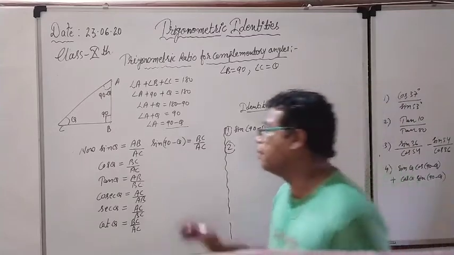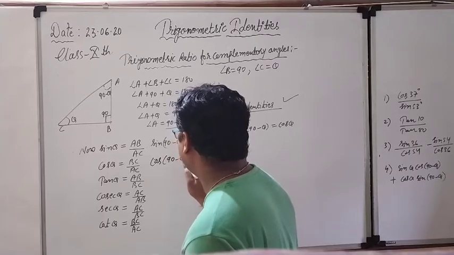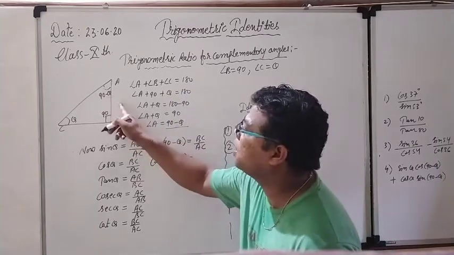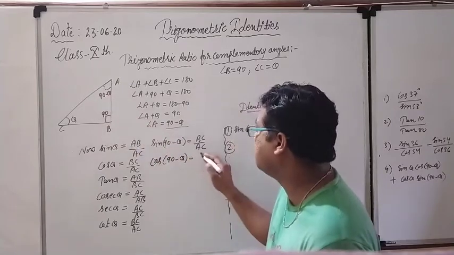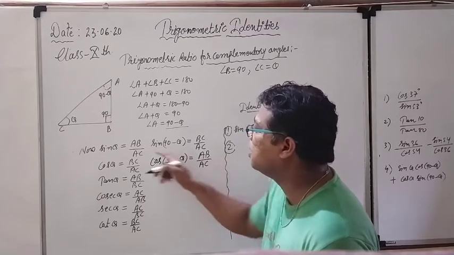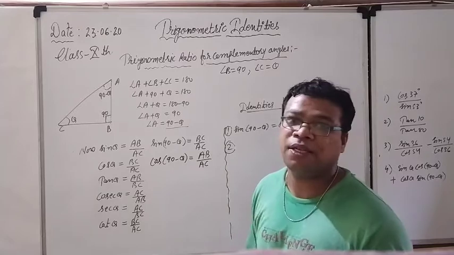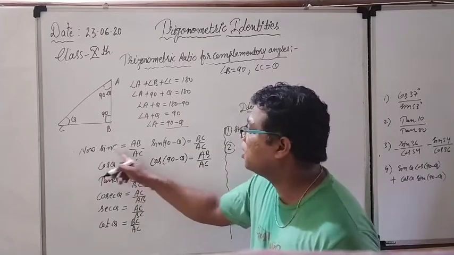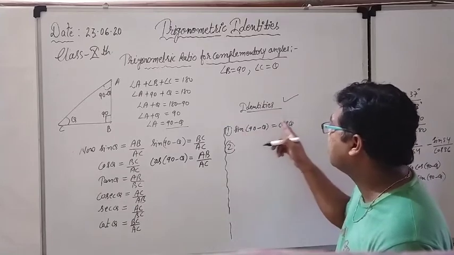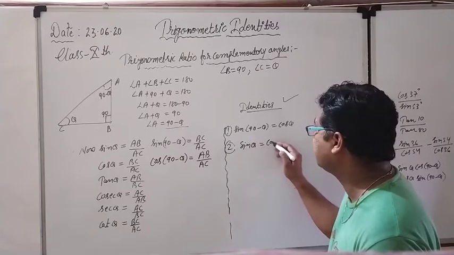Again, see the next thing. For example, if I want to find out cos 90 minus theta, what is the value of cos 90 minus theta? Look here, cos 90 minus theta means base upon hypotenuse. What is the base? AB. What is the hypotenuse? AC. So AB upon AC. See here, AB upon AC, and AB upon AC, both the values are equal to each other. So sin theta is equal to cos 90 minus theta. Sin 90 minus theta is equal to cos theta, and sin theta is equal to cos 90 minus theta.